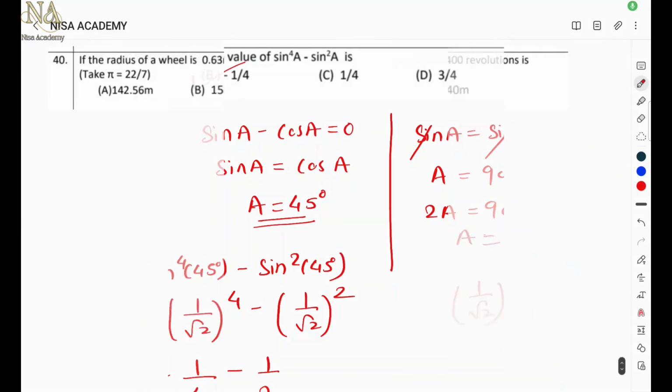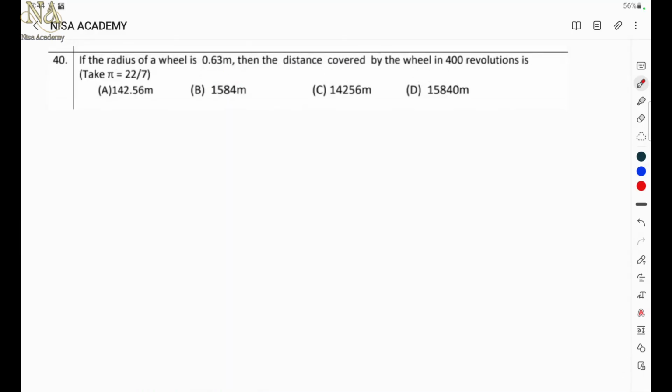And the last problem. Question number 40. If the radius of a wheel is 0.63 meter, then the distance covered by the wheel in 400 revolutions is. So when we talk about one revolution, what are we talking about? Yes, the circumference of the circle.